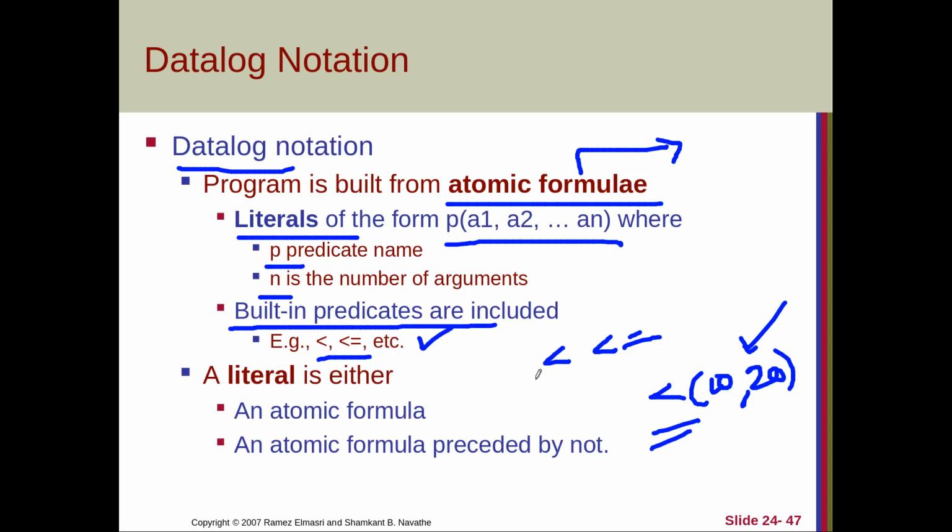Now in Datalog, a literal, that is this format, is either an atomic formula in this format or an atomic formula preceded by not. So not only the positive, the negative is also possible. That means a negative predicate can also be possible: not P of A1, A2. That means the negation of that is also possible.